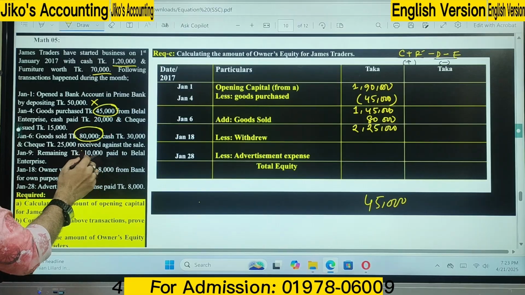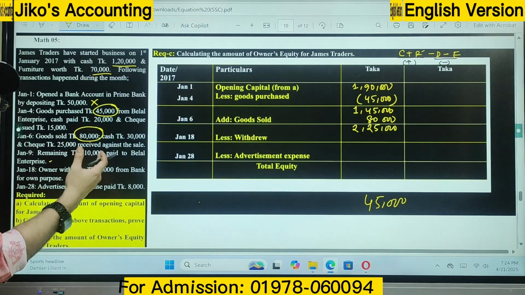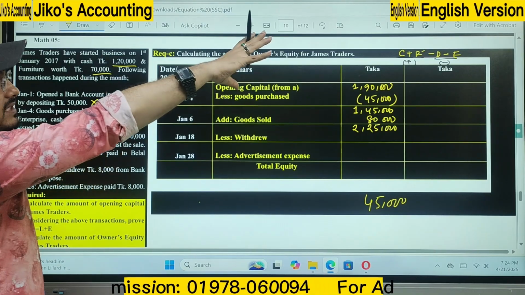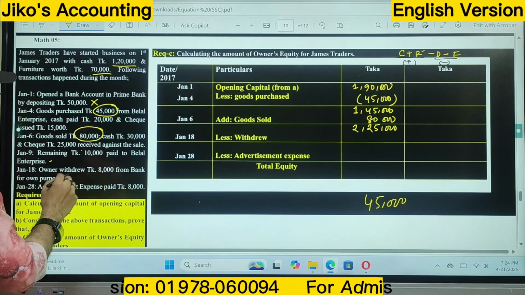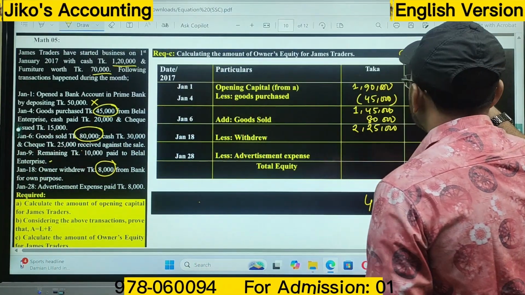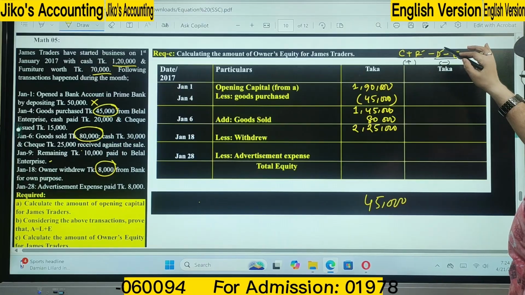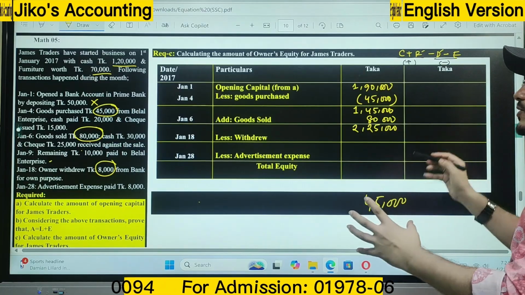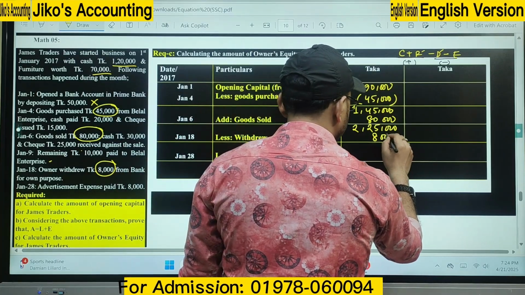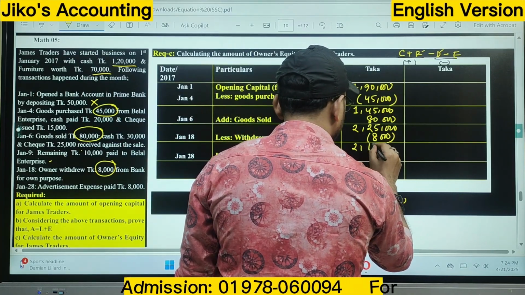Then the remaining amount paid to Ballard Enterprise, that means creditor account debit, cash account credit. There is no relationship between this transaction and this equation. Skip this one. Owner withdrew 8,000 taka. What is my element of the equation? You can see drawing always indicates the reduction of the equity. What is the reduction amount here? 8,000. Deduct it. So 2,17,000.